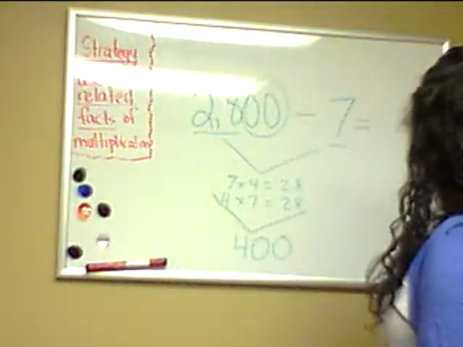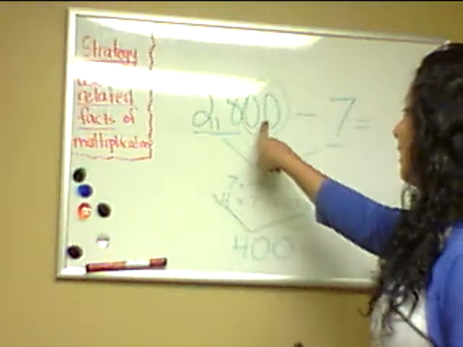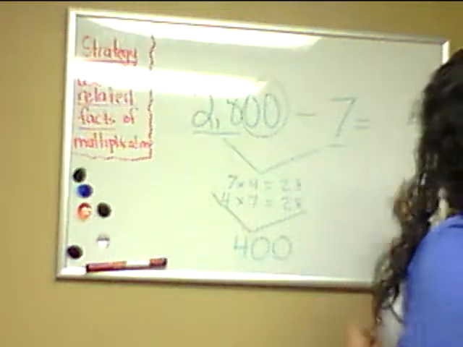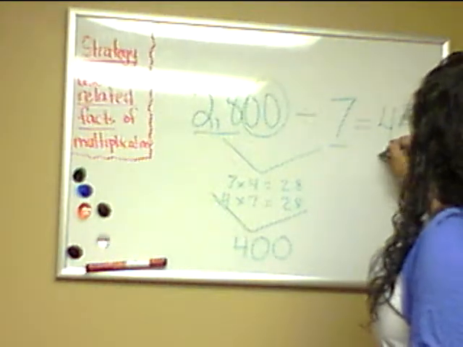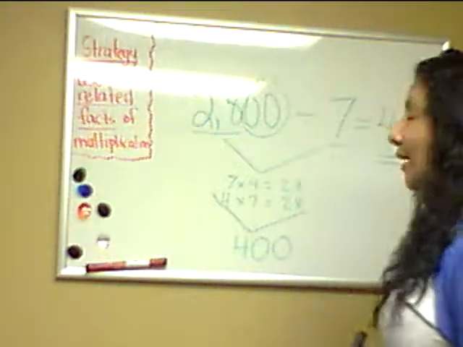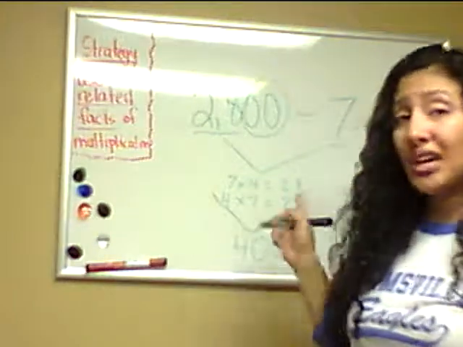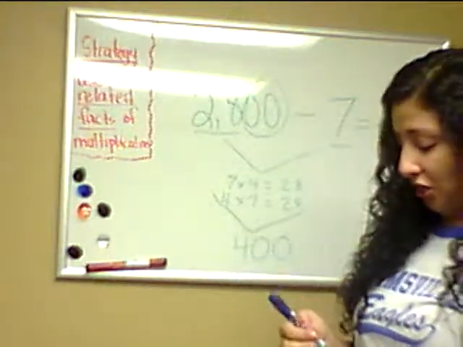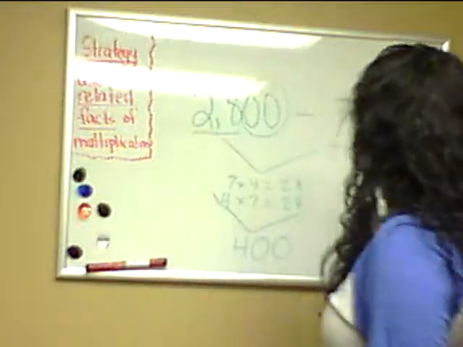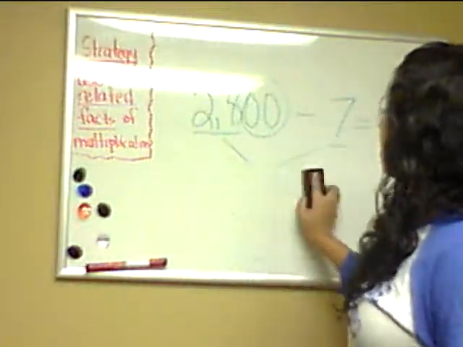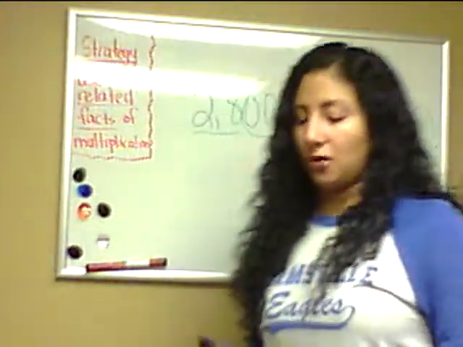So let's plug that into our number sentence. 2,800 divided by 7 gives us a quotient of 400. Okay? And that's how you do it. If you want to check your answer, there is a way you can check your answer. You guys know how to multiply with bigger numbers. So what you're going to do is work backwards, right? Because division and multiplication are related.